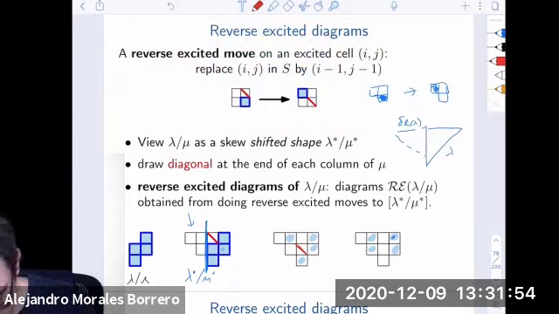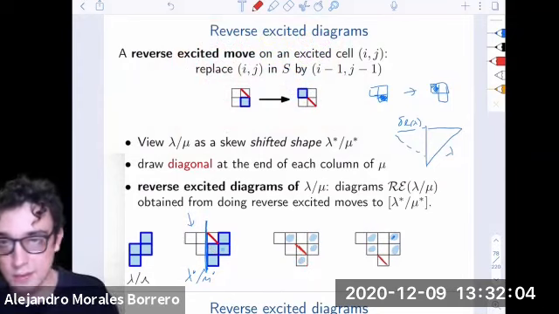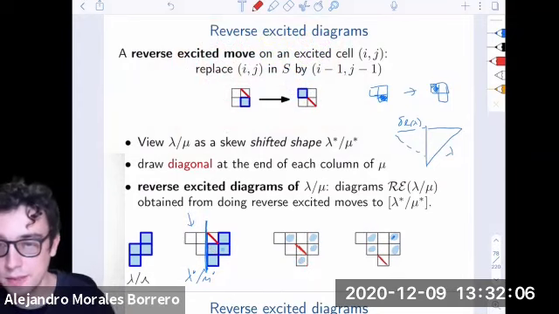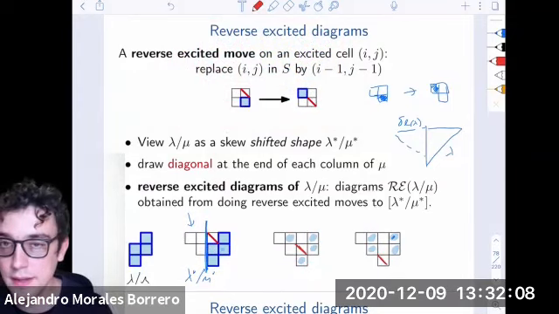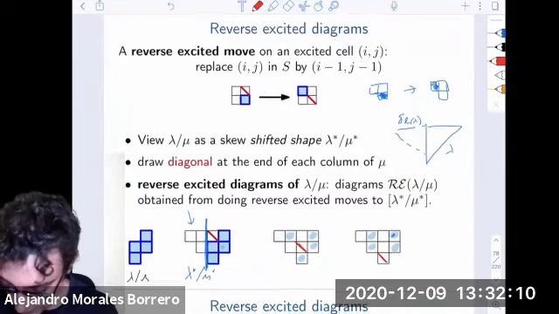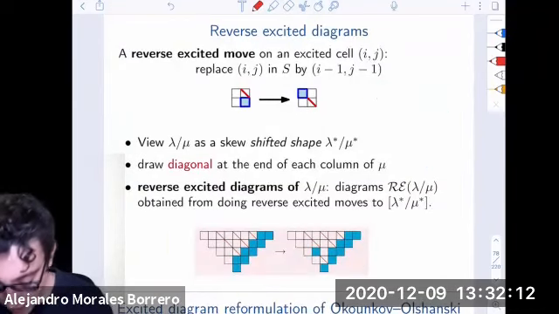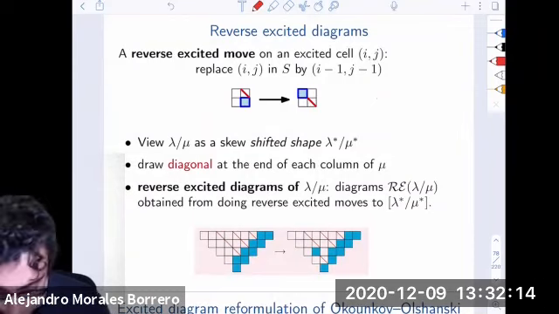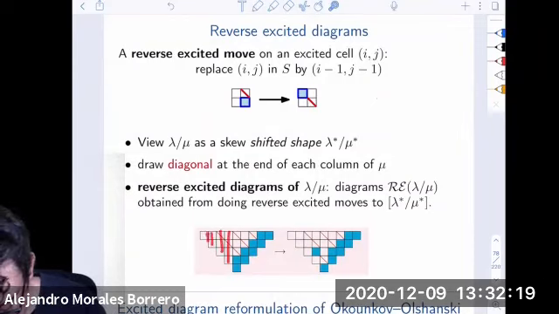Okay, so this just moved down, so this just moved down, and now this is going to move here. But that'll be important for the weights. Okay, so is it clear what a reverse excited diagram is? A bigger shape would be if you have this kind of zigzag, you attach the staircase here, okay?